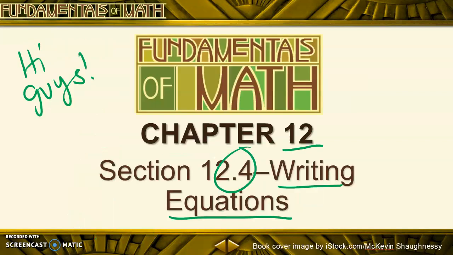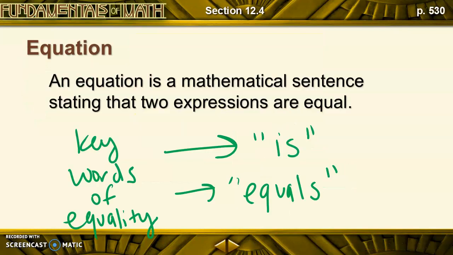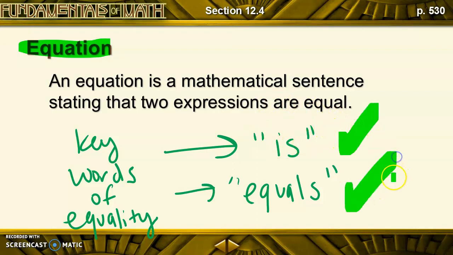Alright, last lesson we talked about writing expressions. But today we're going to talk about equations. And by definition, an equation is a mathematical sentence stating that two expressions are equal. And the two key words of equality that we have to talk about are the words is and equals. If you see the word is or the word equals, then you know you need to use an equal sign. All right. So as soon as you see these two words, is or equals, you know you better write an equal sign.